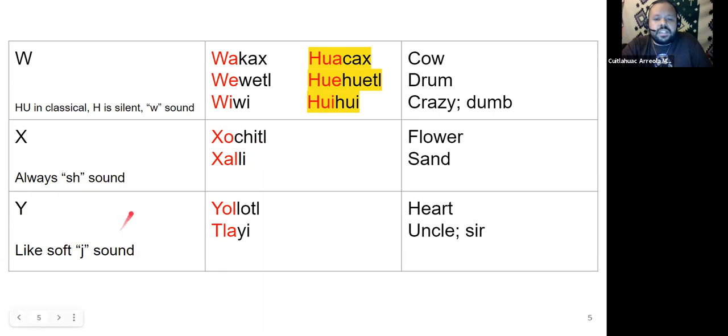The Y is like a soft J sound, right? So we have yolot. Again, double L sound, never just one L sound, a long L sound. Yolot, another word that ends in TL, you can practice with that one. Here, again, soft J sound. It's not a strong J sound like in Spanish, like tlayi. It's more tlayi, tlayi.